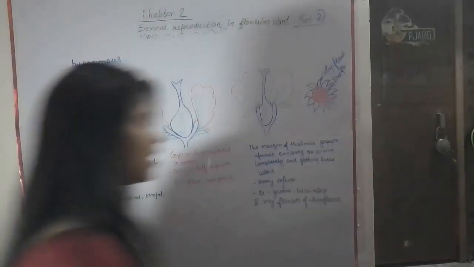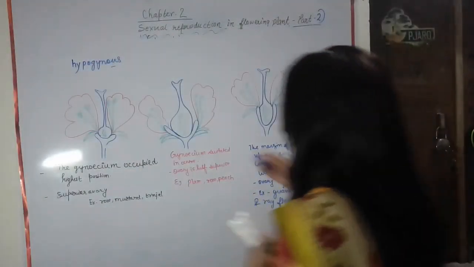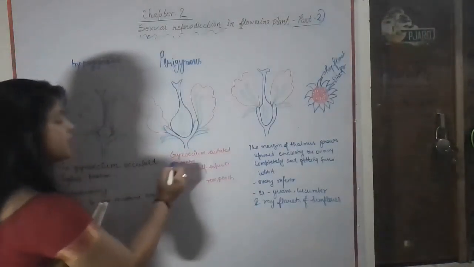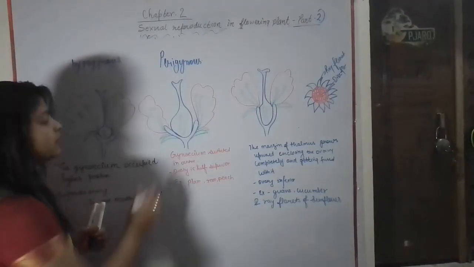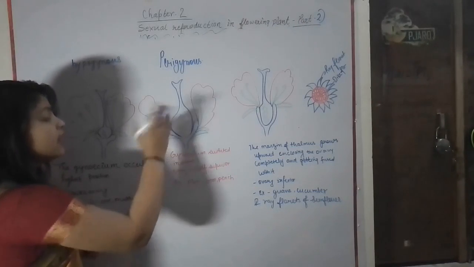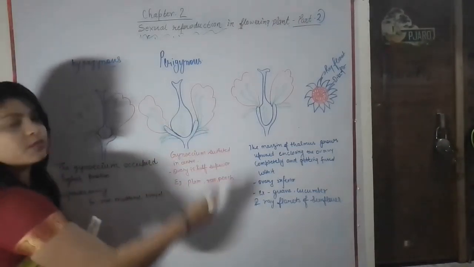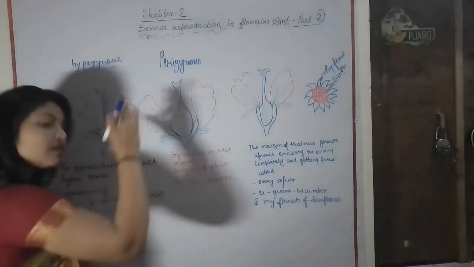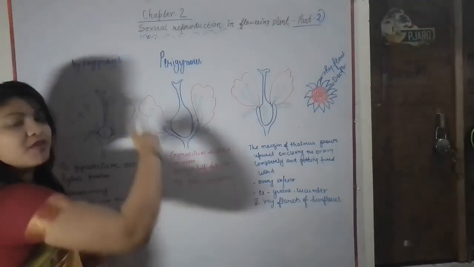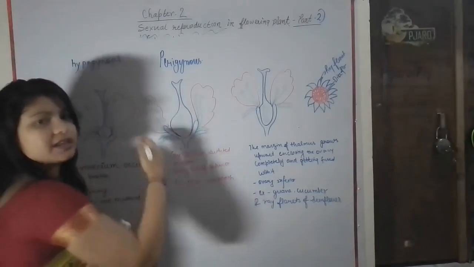Next is the perigynous condition. So in the perigynous condition, the gynoecium is situated in the center, right? The gynoecium is situated at the center, and all the rest of the parts grow from around it, in between, at the level of the ovary.